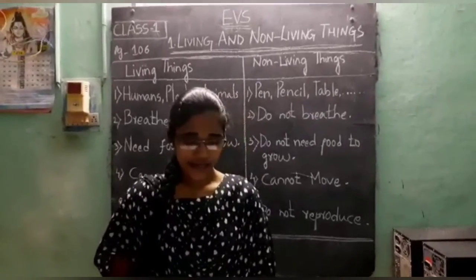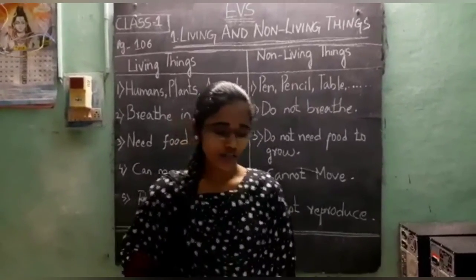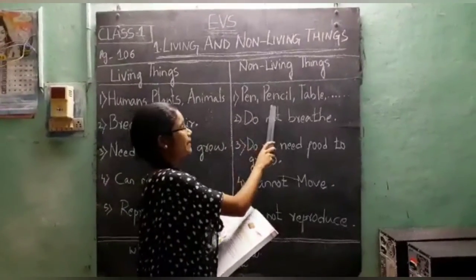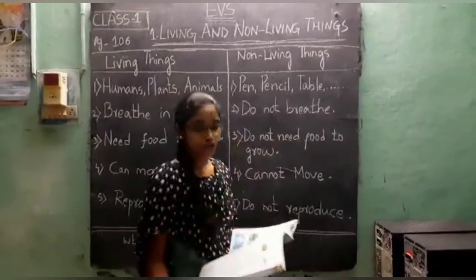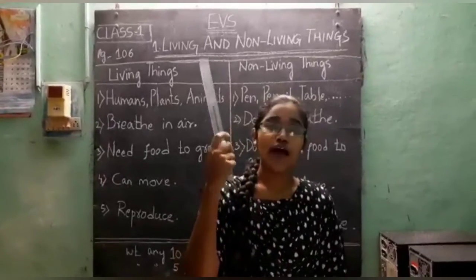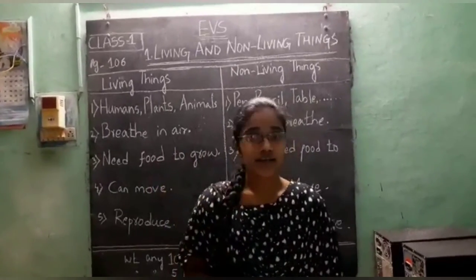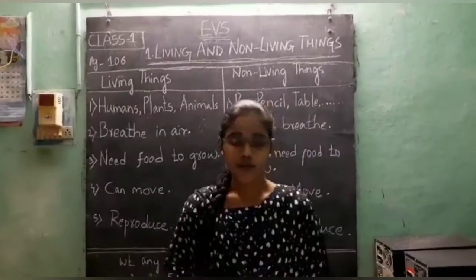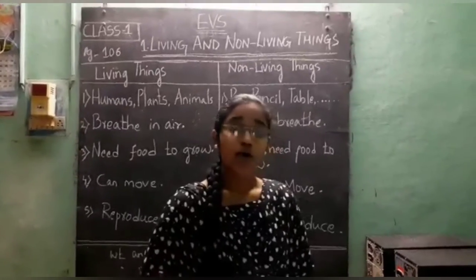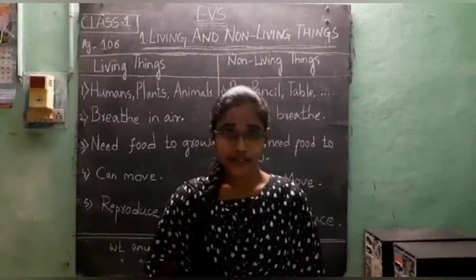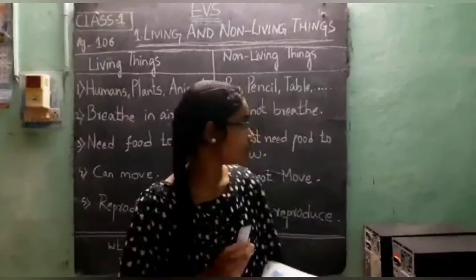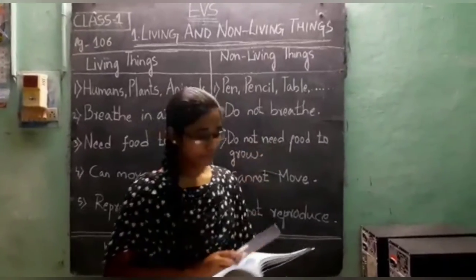Whereas the non-living things. Now what are non-living things? Non-living things are pen, pencil, table, chair. See around you, what are all the non-living things in your house? You can take fan, light. So these are called non-living things. And the non-living things do not breathe because they don't have life in them. Right children? They do not breathe.